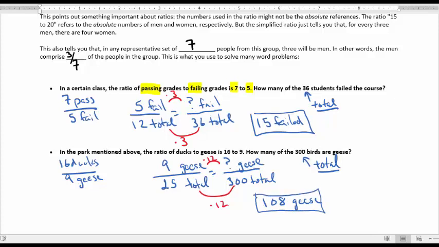So yeah, an important thing to remember when you're doing ratios is a lot of times you might have to add up the two parts of the ratio to get the total, right? So in this case, 16 plus 9 gave me the 25 total birds.